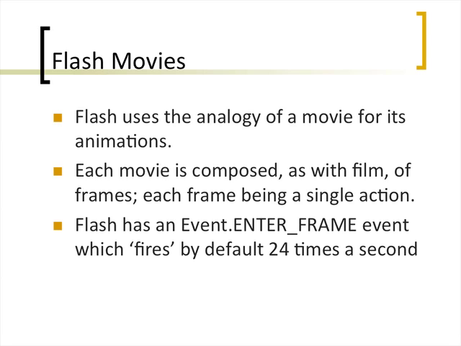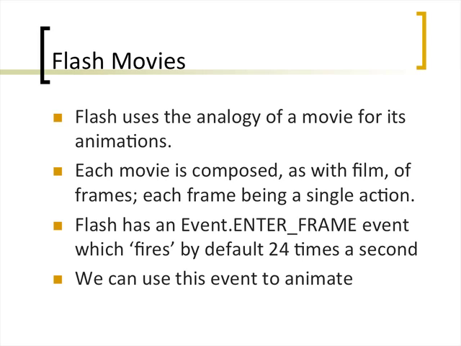And by default, each frame fires 24 times a second. We can alter that, it's known as the frame rate, and we can change it to be faster or slower. And Flash has a particular event, the enter frame event, which it fires 24 times a second. And we use this to animate inside Flash.